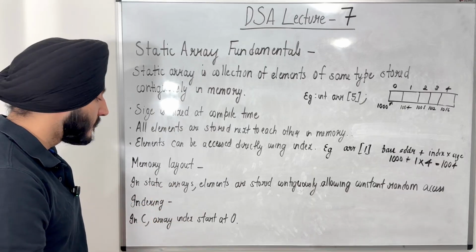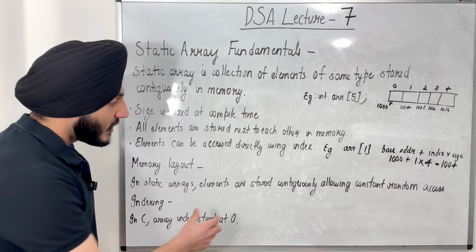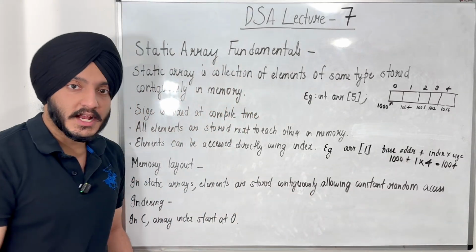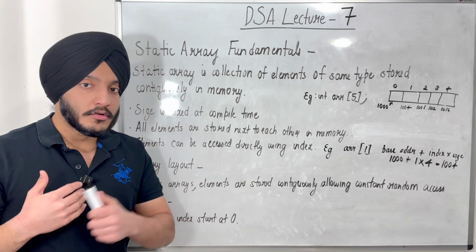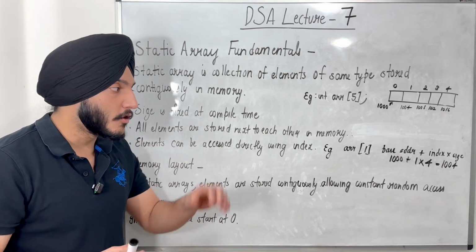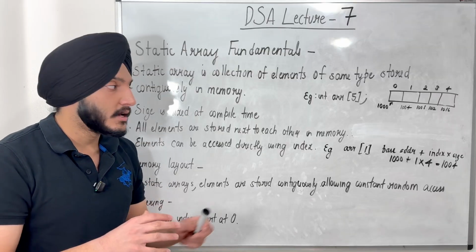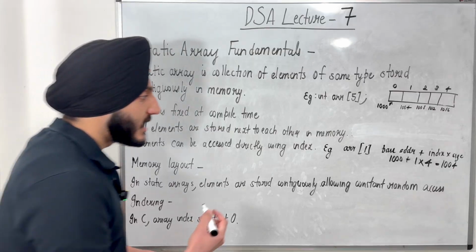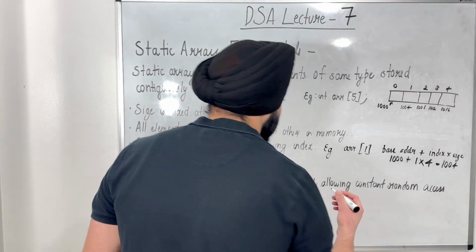This is again the same thing. A static array: elements are stored contiguously along with constant random access. So just like I said, even though the array can be big, I can randomly access it, or I can constant access it if I want to, right? What do I mean by constant access? I can access it in order of one time.